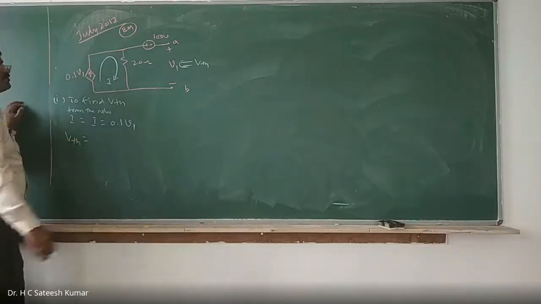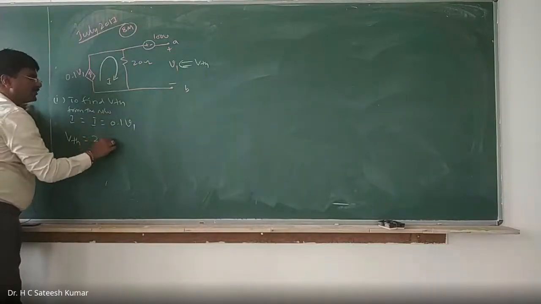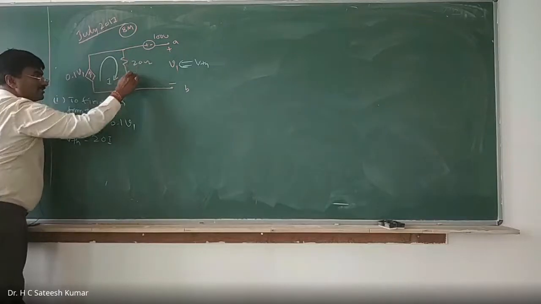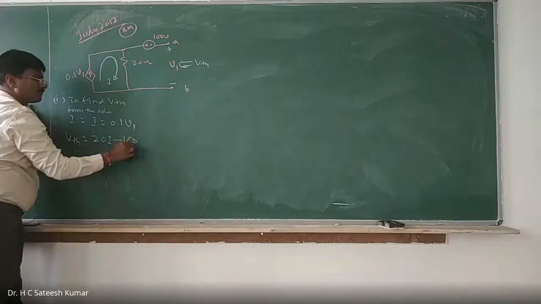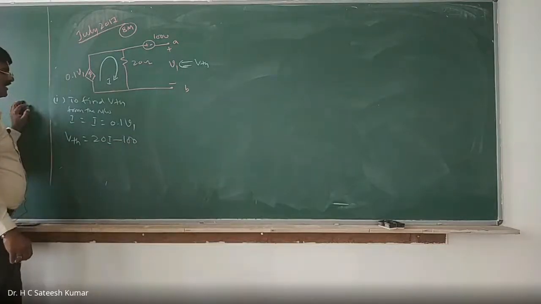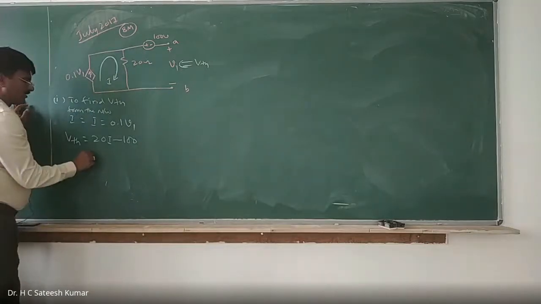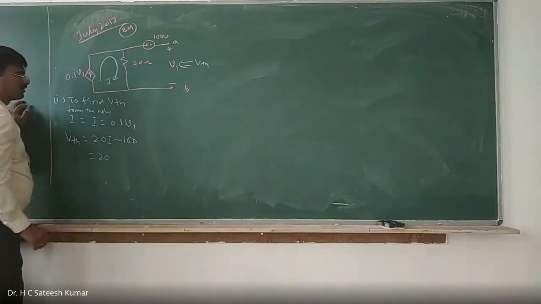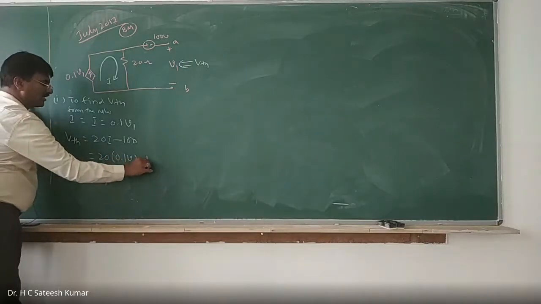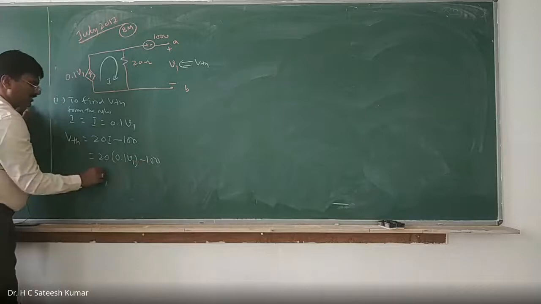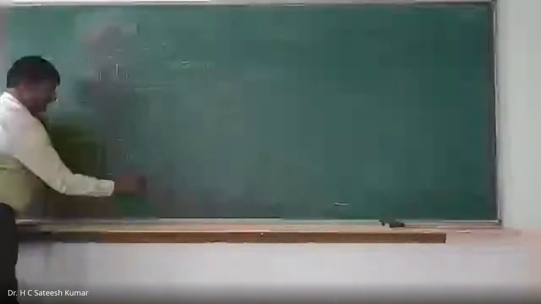VTH: go from here to here, 20 into I. Current is not there but voltage is there, so you should consider minus 100. VTH is equal to 20I minus 100. I is 0.1 V1, so 20 into 0.1 V1 is 2 V1. So VTH is equal to 2 V1 minus 100.